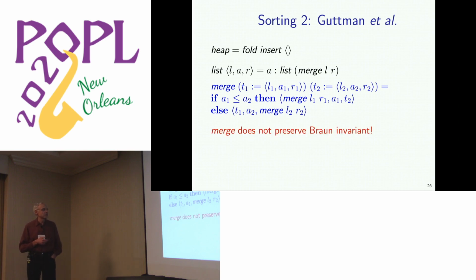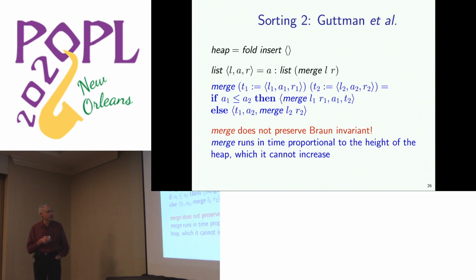It turns out that this merge does not preserve the Braun invariant. First I was a bit shocked and thought, well, that's really bad. Doesn't that hit their performance? But no, it doesn't, because merge still runs in time proportional to the height of the heap, and it can't increase the height. So in the worst case, it will really have n log n times the logarithm of the initial n. Whereas normally, if you do it cleverly, then of course the heap gets lower and lower, and your performance is better. So this is, I think, on the border of what you can do with n log n and still get away with it, although it's not terribly efficient.